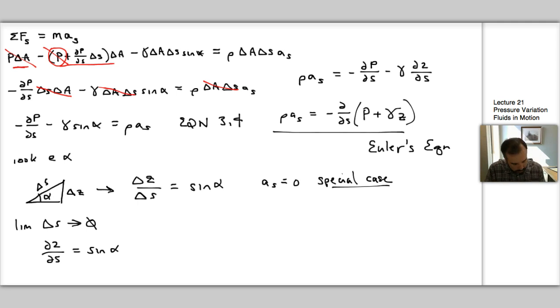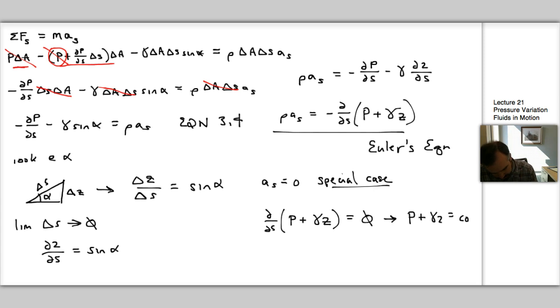If there's no acceleration, then we can say that d over ds of p plus gamma z is equal to 0, right? So we get rid of the negative sign because it doesn't matter. We just know that this is equal to 0. That's pretty easy to integrate, so let's integrate that with respect to s. And we're going to get p plus gamma z is equal to a constant. So that's a constant, right? And now take the derivative in the z direction. So the derivative of p in the z direction is going to be dp over dz, right? The derivative of gamma z in the z direction would be gamma. And the derivative of the constant in the z direction is going to be 0.